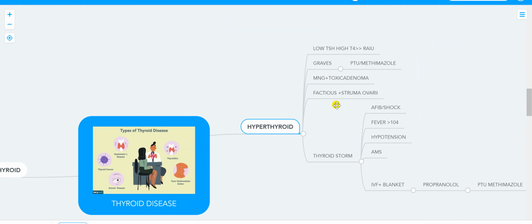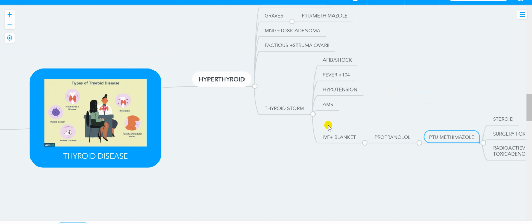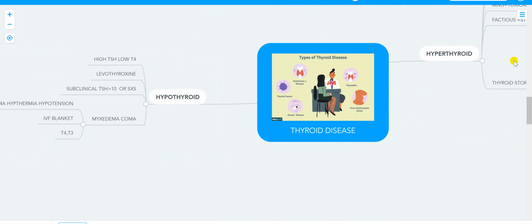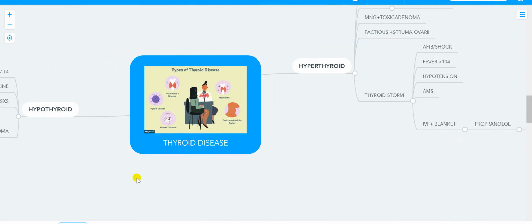Hyperthyroid, based on the cause. If it is toxic adenoma or multinodular goiter, you give radioactive iodine ablation after the propranolol and methimazole. If it is Graves' disease, you can do surgery, and it's propranolol, methimazole, steroid. And we know the symptoms of thyroid storm: hypotension, fever, altered mental status, AFib. Hypothyroid, give them thyroid hormone. If it's myxedema coma, give them IV fluid and a blanket plus the thyroid hormone. And that's a summary for hypo and hyperthyroidism. Thank you so much for listening.